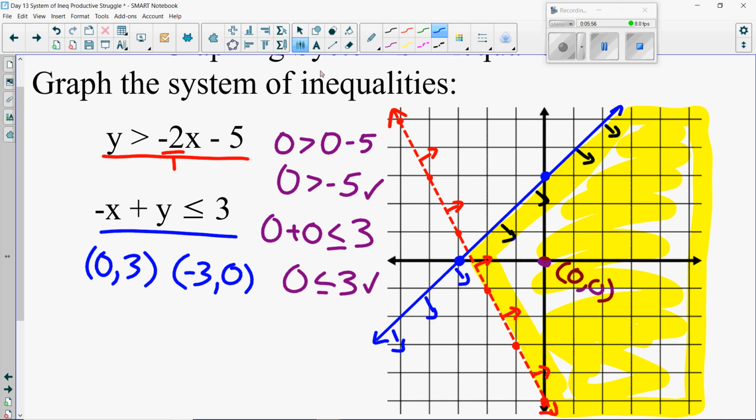So for example, 0, 0 would be a solution to the system. This point right here, 1, 2 would be a solution. Point right here, or that 1 million. And these points on the dotted line, what do you think? Would that be a solution or not a solution? You're right, not a solution, right? Dotted line means we can't have that as a solution.